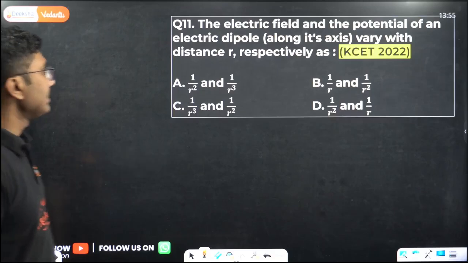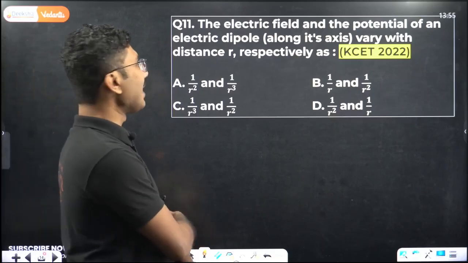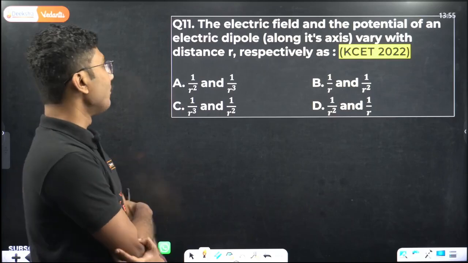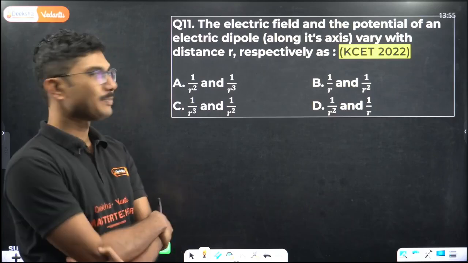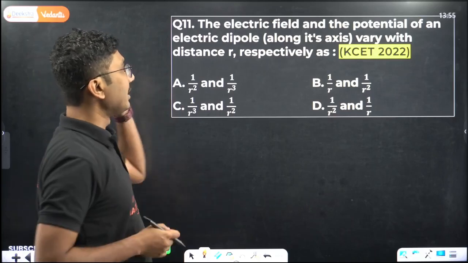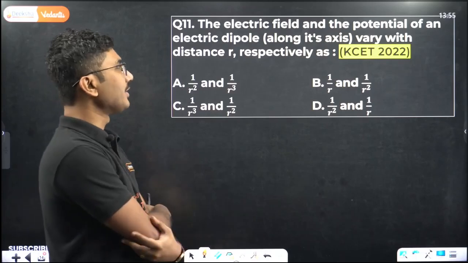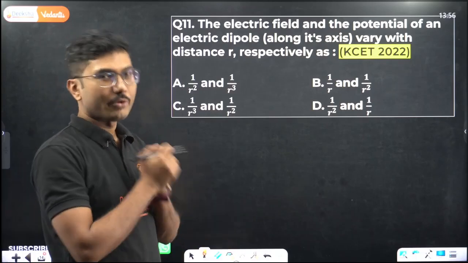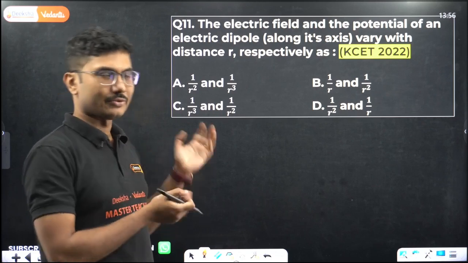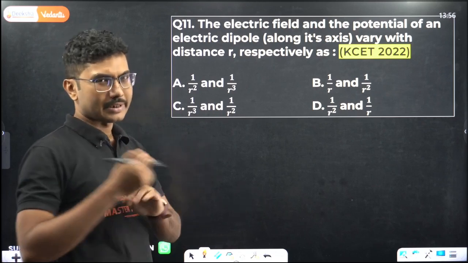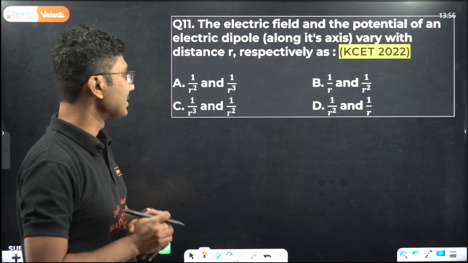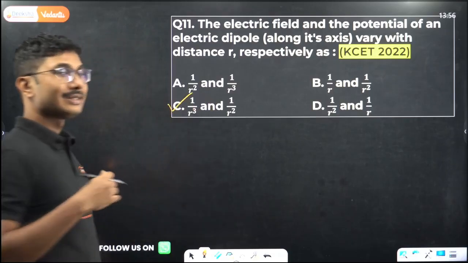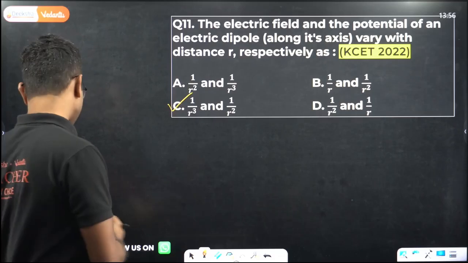Okay. Next, the electric field and potential of an electric dipole along its axis vary with distance r respectively as. So electric field varies as 1 by r cube, potential varies as 1 by r square. So this is again a mixture of the two chapters. I hope you revise the previous lectures. So electric field is 1 by r cube, electric potential is 1 upon r square.